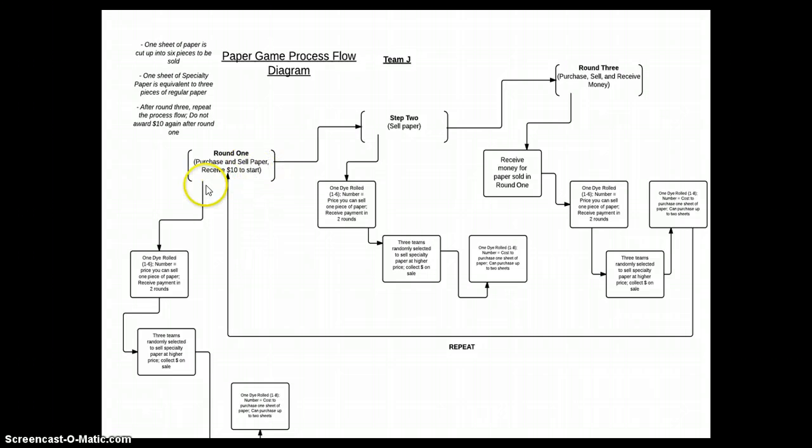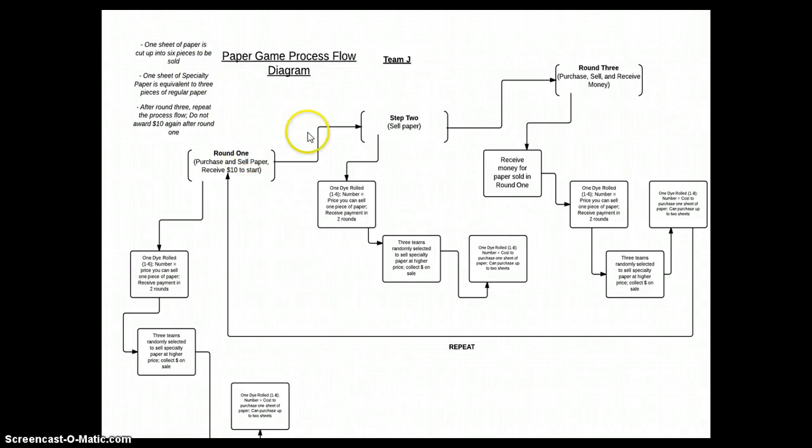So round 1, you purchase and sell paper, and you receive $10 to start. 1 die is rolled, numbers 1 through 6, and the number correlates to the price you can sell 1 piece of paper, and you receive the payment in 2 rounds. Then, in the same round, 3 teams are randomly selected to sell specialty paper at a higher price, and you collect the money on the sale. Also, 1 die is rolled, 1 through 8, and that is the number that correlates to the cost of 1 sheet of paper and how much it costs to buy that, and you can purchase up to 2 sheets.